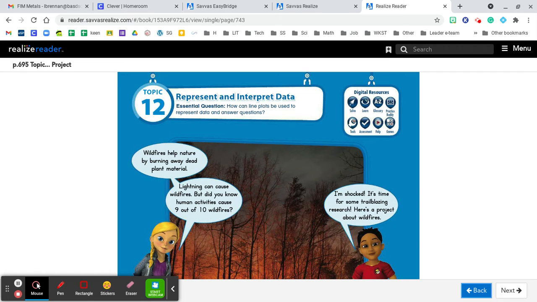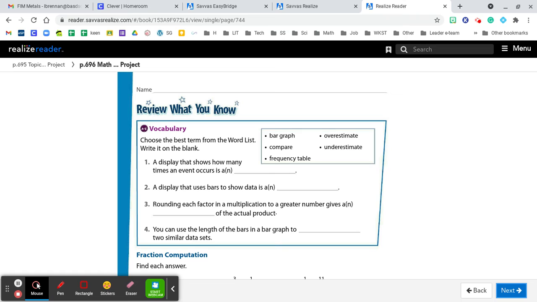All right, here we are with topic 12, represent and interpret data. Essential question, how can line plots be used to represent data and answer questions? Choose the best term from the word list, write it on the blank. And our words are bar graph, compare, frequency table, overestimate, and underestimate.